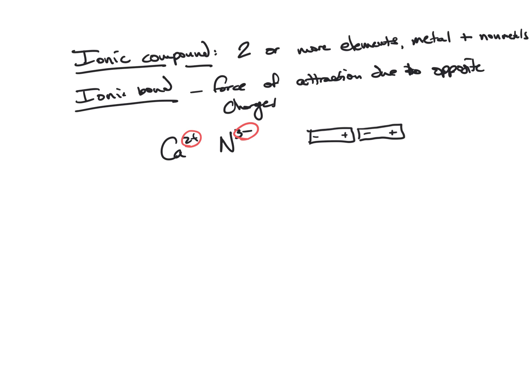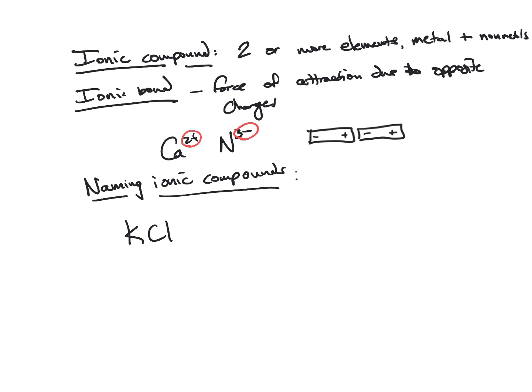When we go to name simple ionic compounds, and these are going to be compounds found in group 1A, 2A, 3A, 5A, 6A, 7A, it's going to be really easy to name because we already know what we should do. First off, let's say we're naming KCl. The K is going to be our metal, that's potassium, and the Cl is going to be our nonmetal.